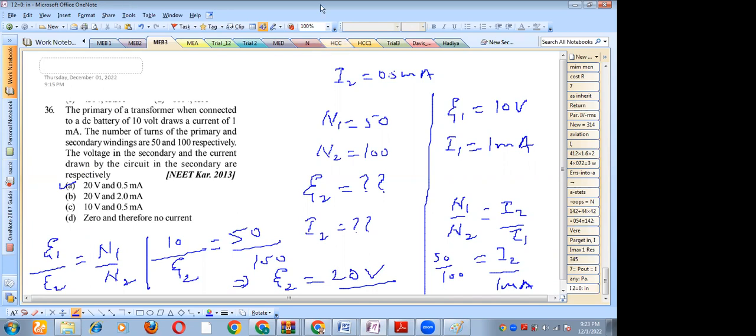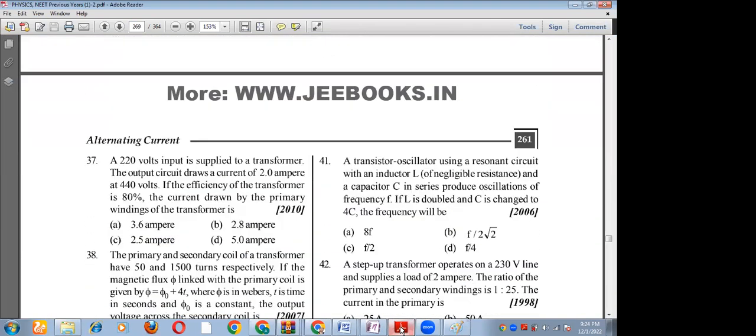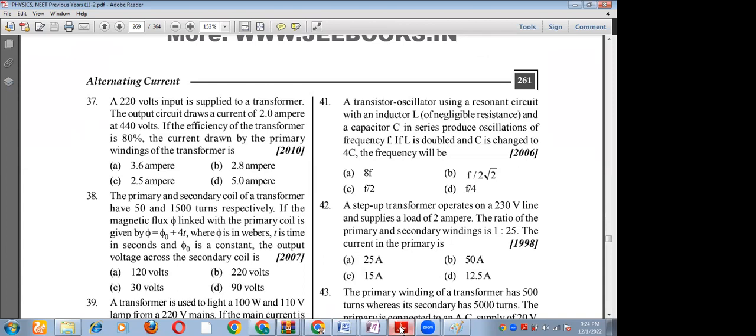Both of you understood this? Yes. All right. So questions are generally not tough in NEET. This is a NEET 2013 question. If we know the basic concept, we can solve transformer questions easily. Not many difficult questions are asked generally in this. Now do question number 37.